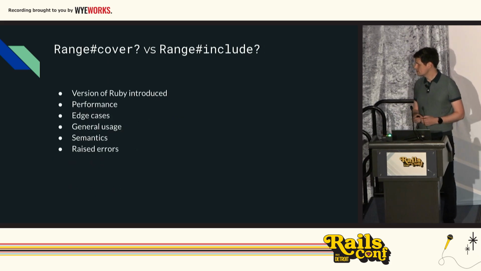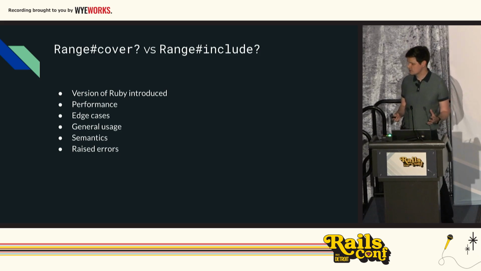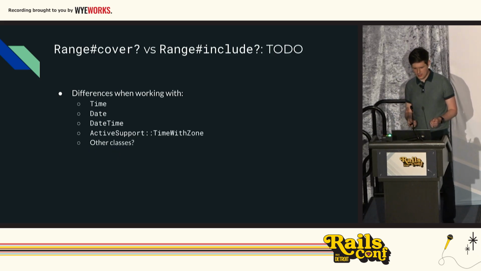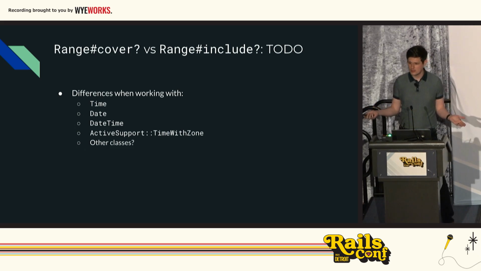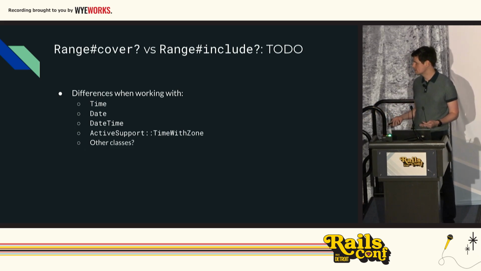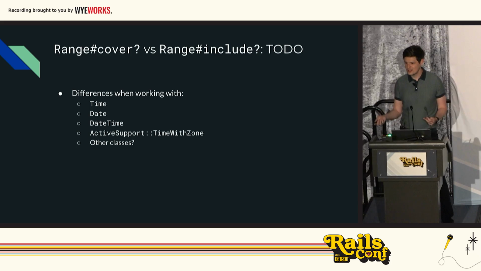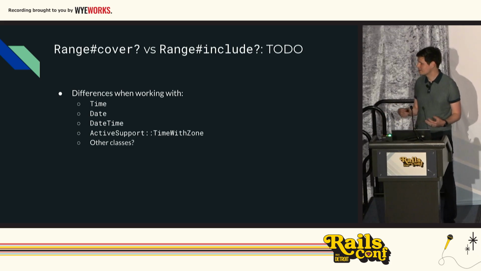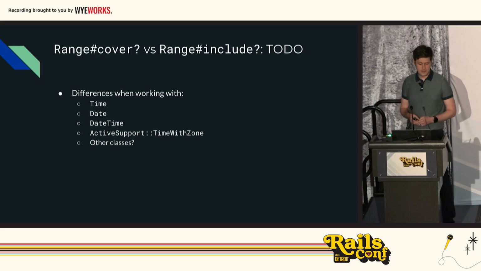All right, so again, we saw a couple of these different differentiators for these methods. And there are a couple of things that we didn't look at if we wanted to be very, very exhaustive. We just looked at strings and integers, but there are a bunch of other classes that we can make ranges with.